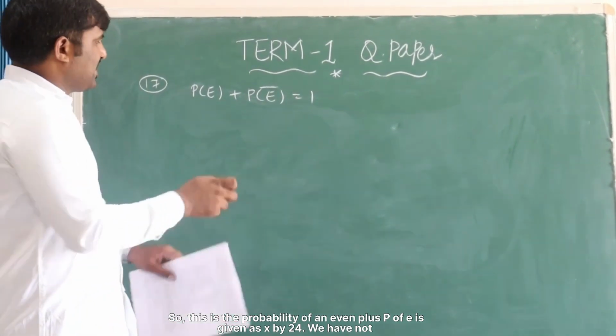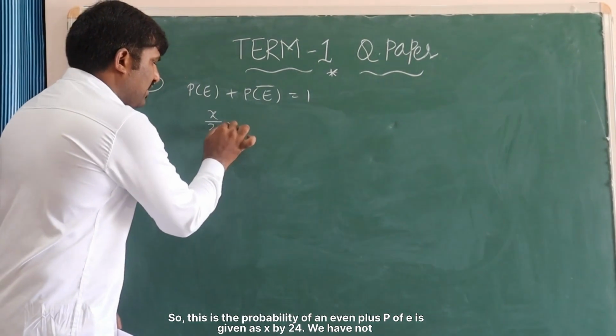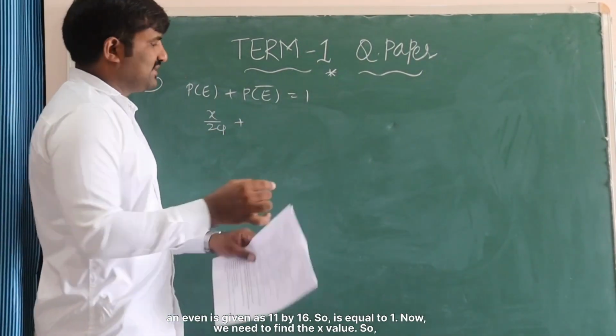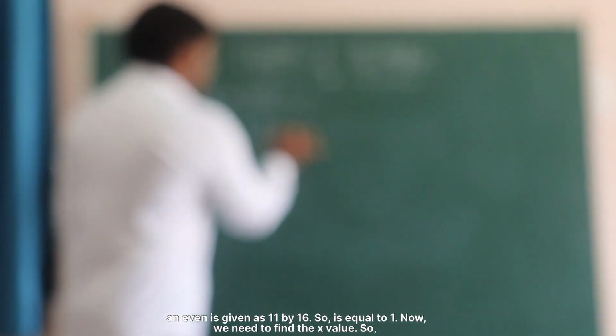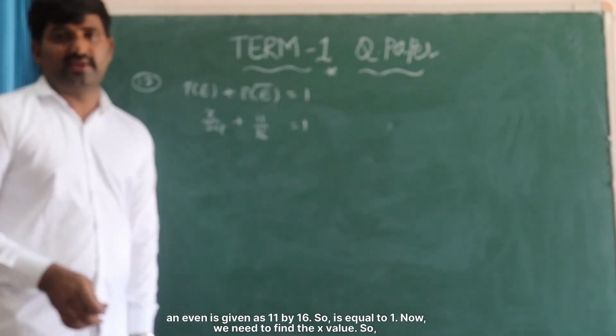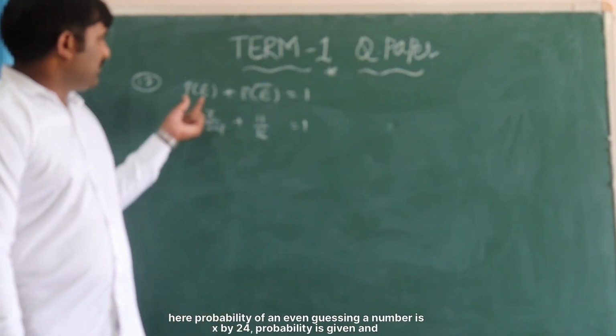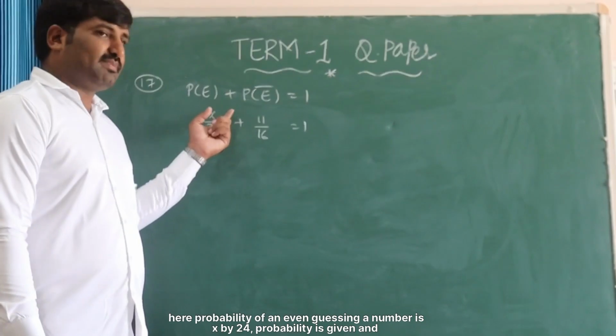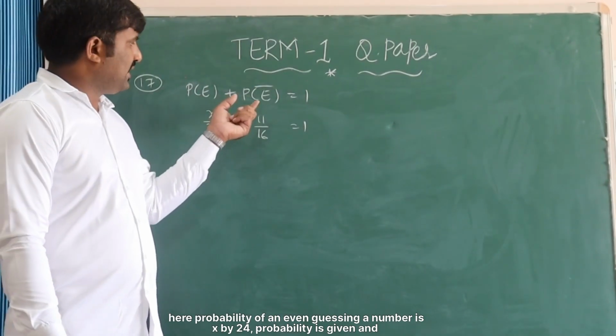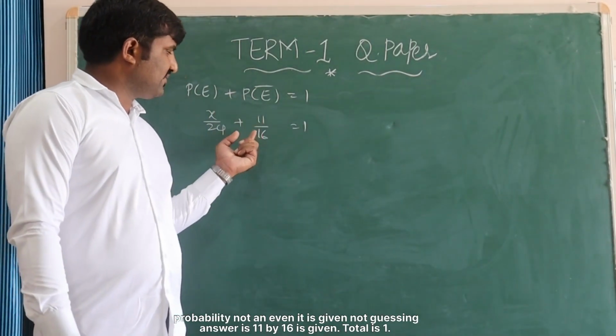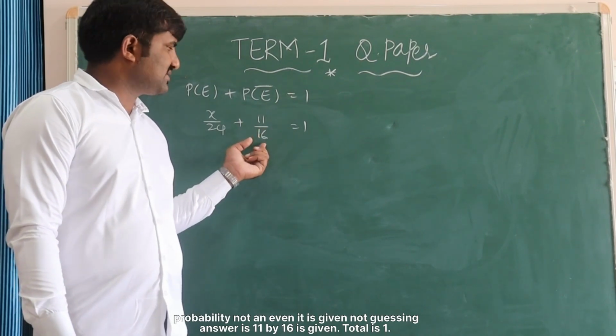P of E is given as x by 24. P of not an event is given as 11 by 16. So the sum is equal to 1. Now we need to find the x value. Here the probability of an event, guessing a number, is x by 24, and the probability of not an event, not guessing the answer, is given as 11 by 16.